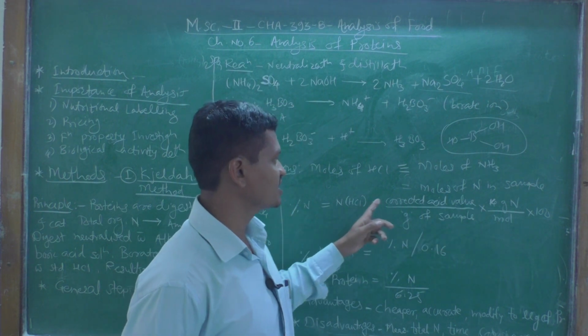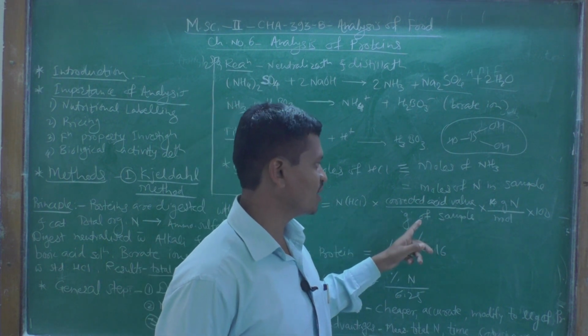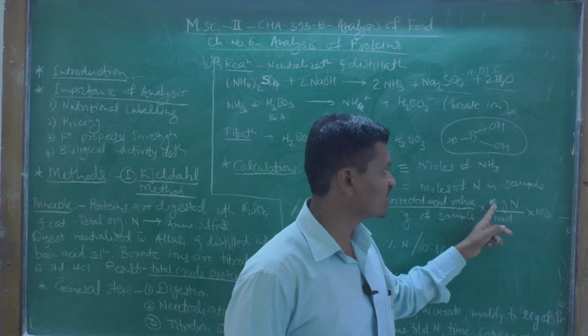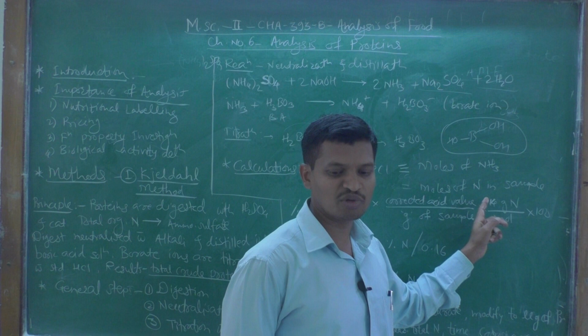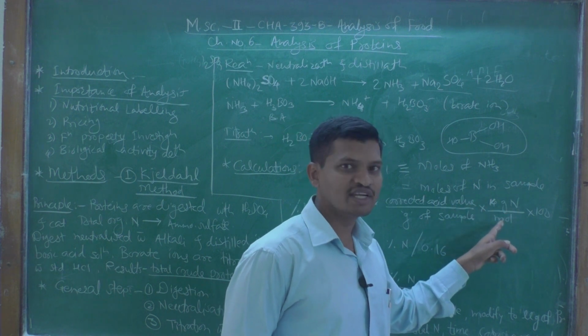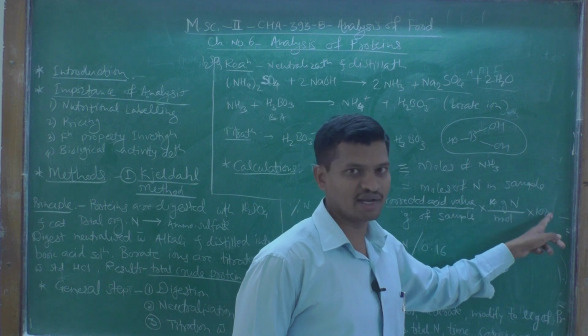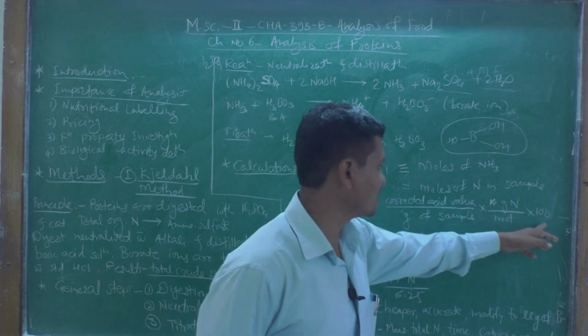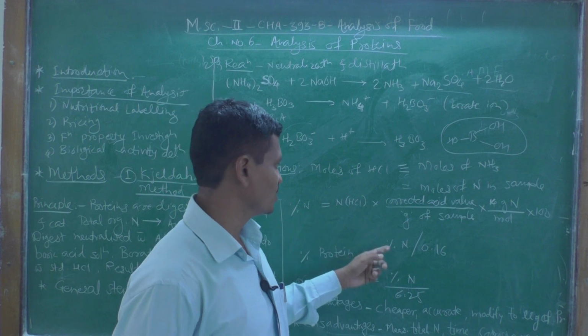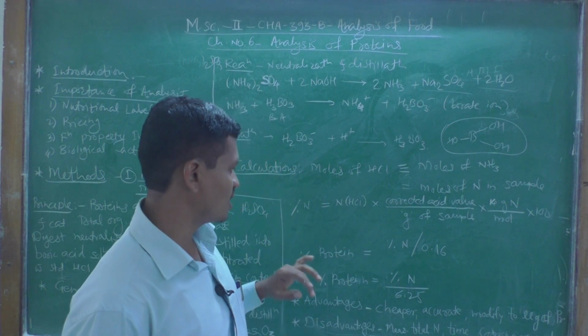So, normality of HCl into corrected acid value divided by weight of sample in gram, into 14 gram nitrogen. 14 is the atomic weight of nitrogen. 14 gram of nitrogen divided by its moles, into 100. Why 100? Because we are taking it in percentage. So this is the percentage of nitrogen.